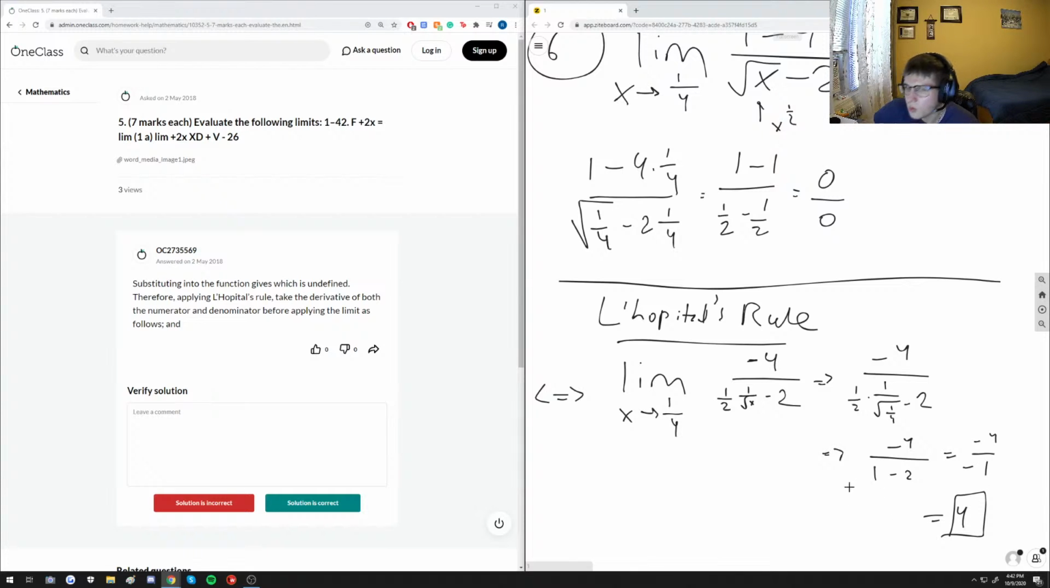So because we were able to evaluate this limit after L'Hopital's rule, we found that our limit is equal to 4. I'm just going to write that in here. So after using L'Hopital's rule once and substituting in for x equals 1/4, we find that the limit evaluates to 4.